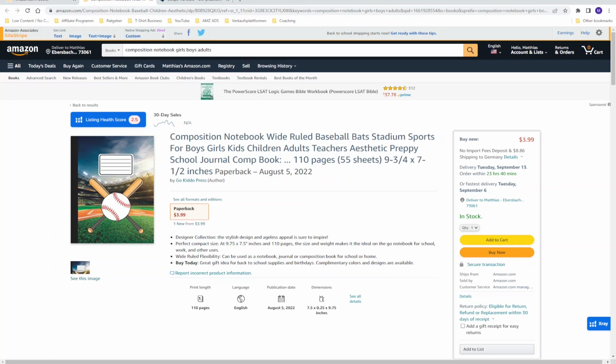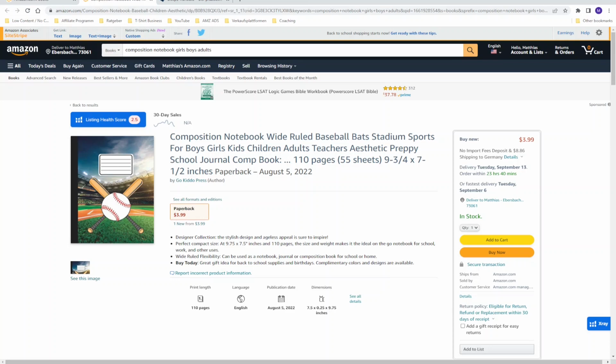adults, teachers, whatsoever. But if you take the view of the customer, you are browsing through Amazon and want to buy a book, a composition notebook for boys. Then they read the title and the book says boys, it's for girls, it's for kids.